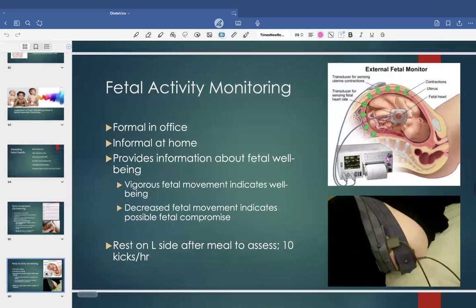Lying on the left side may encourage fetal movement, making it easier for pregnant individuals to monitor their movement. So if they're not really feeling anything, you might suggest, okay, well, when you start to feel that decrease in activity, why don't you eat something and then lay on your left side and see how many you get. If they get 10 kicks in 1 hour or less, that's normal.